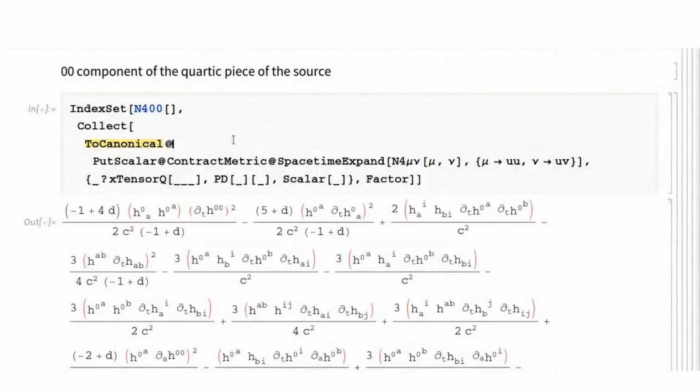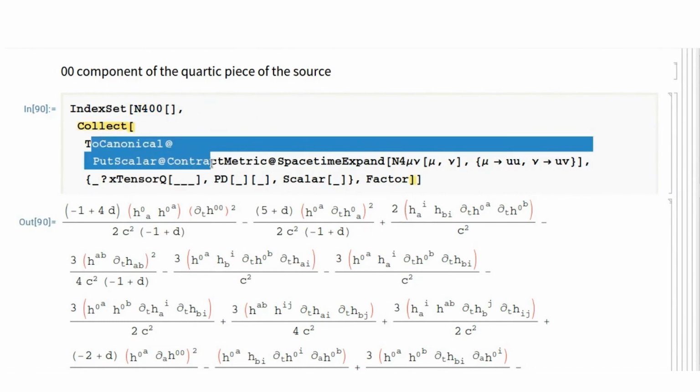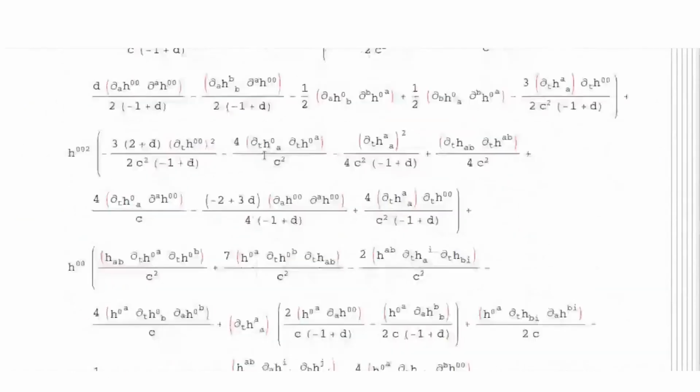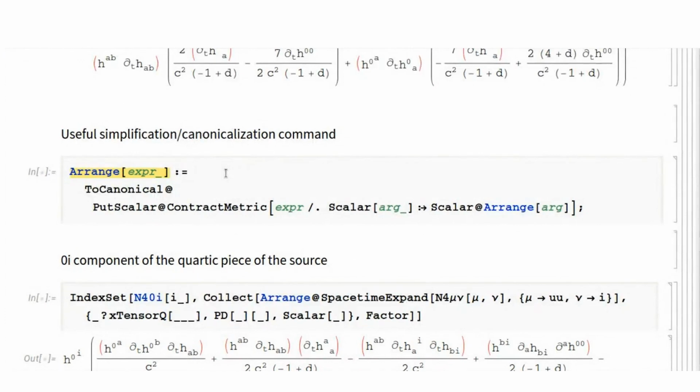So now I show an example. So I apply this command. Here I say that mu nu become just time indices. So this is the 0,0 component. And I simplify a bit with this combination of two commands, canonical put scalar and contract metric. I obtain this. This simplification can be defined in some arrange command.